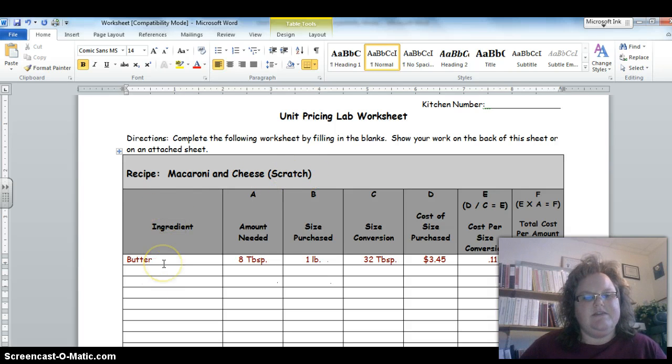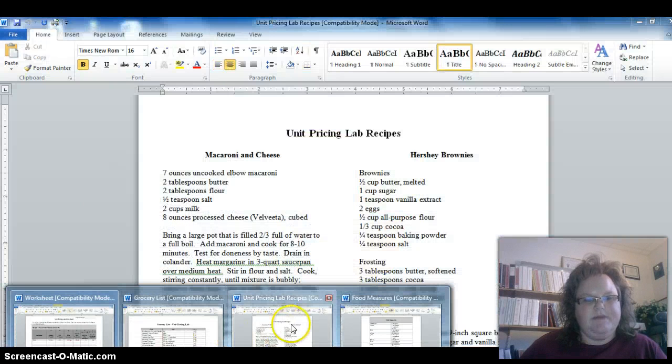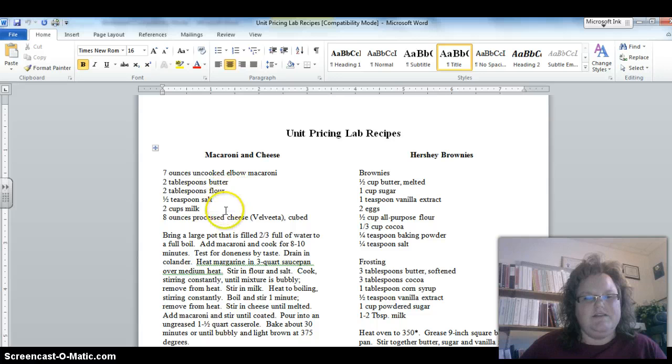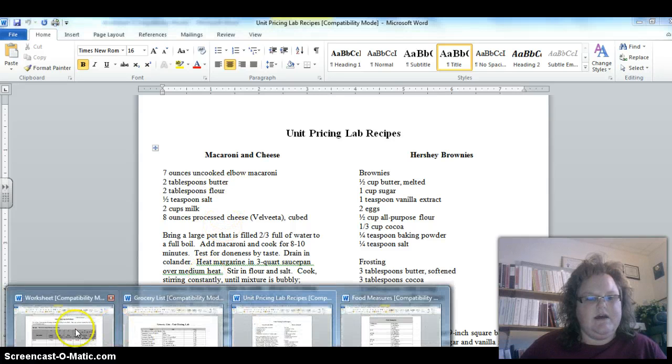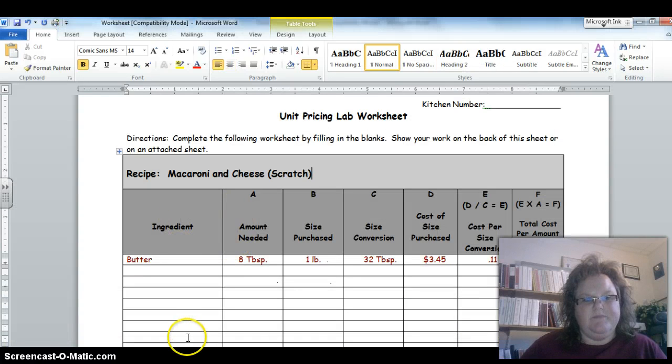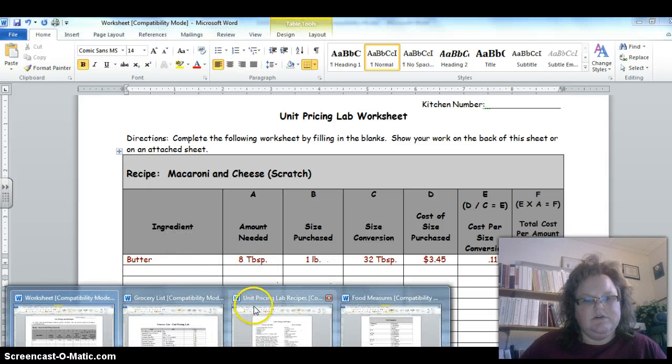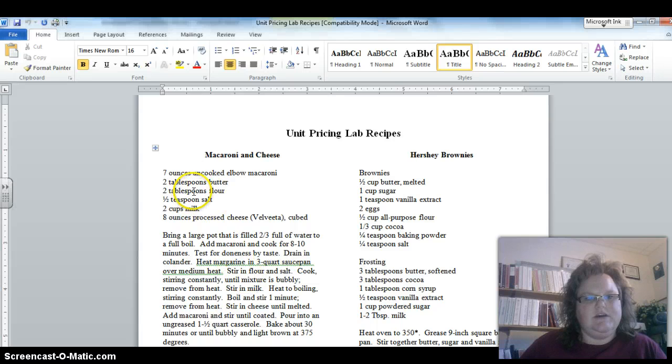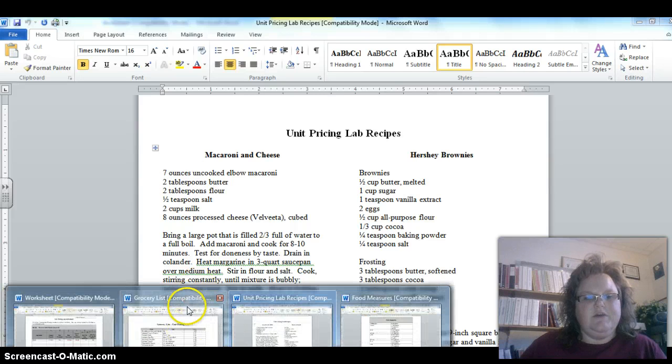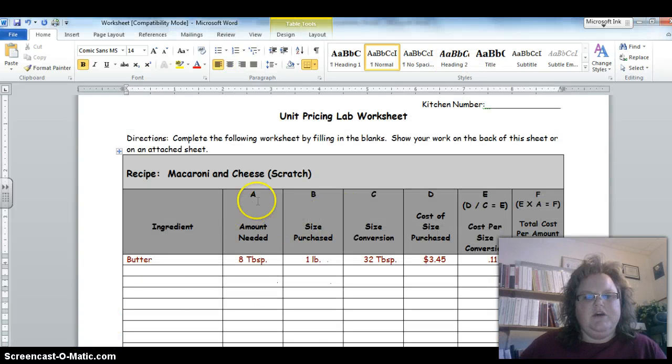Underneath it I have this first column, which is the ingredient. I would refer back to my recipe and list all of these ingredients in this first column. One of the ingredients is butter. It's not 8 tablespoons. It's actually 2 tablespoons of butter that we need for the macaroni and cheese. But you get the idea. The second column is how much you need. So again, refer back to your recipe and look at how much of that ingredient you need.